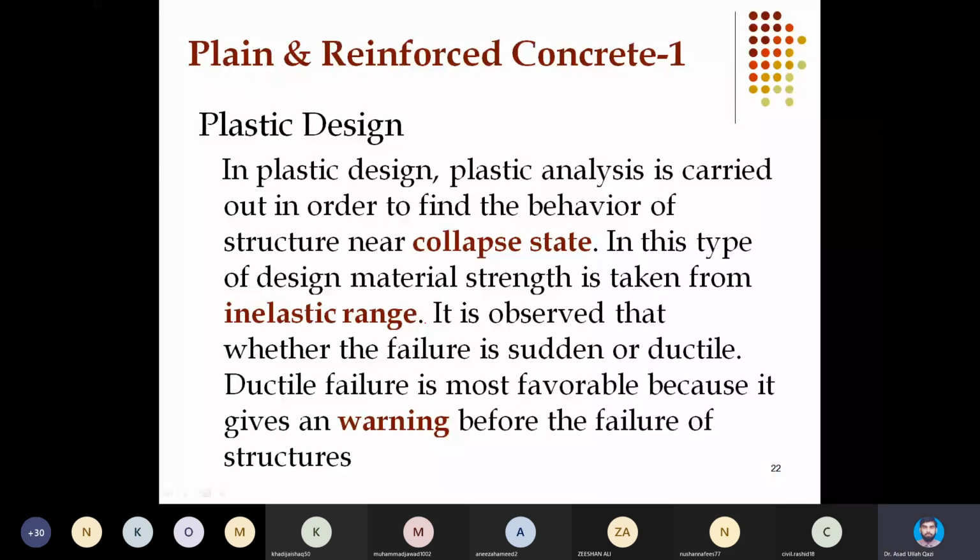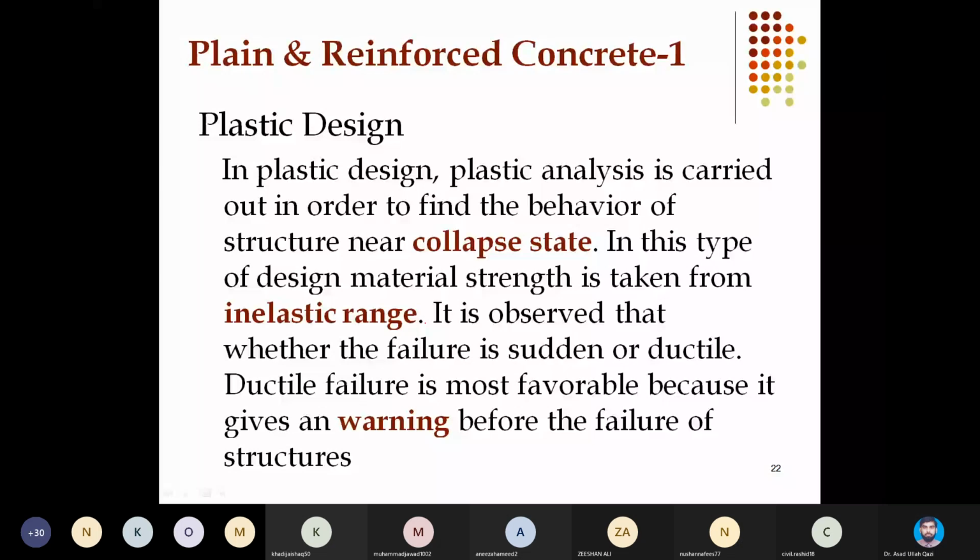But for design office practice, it is quite tedious. It is observed whether the failure is sudden or ductile. So based on the plastic analysis, failure load can be estimated, and failure mechanism can also be explored. Ductile failure is most favorable because it gives warning before failure of structures.